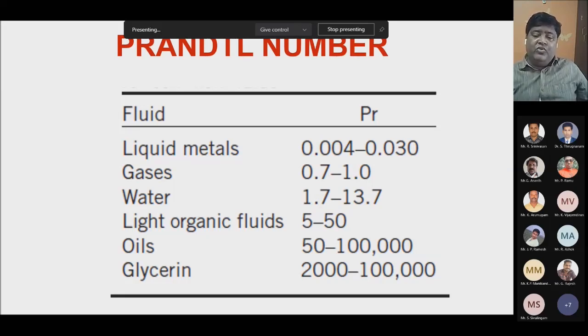Oils have Prandtl numbers of the order of 50 to 1 lakh. Organic fluids are 5 to 50, water is 1.7 to 13.7, gases are 0.7 to 1, and then liquid metals, etc. We have all this data. So we select an optimal value based on the cost of the fluid and other factors, such as heat transfer factors.